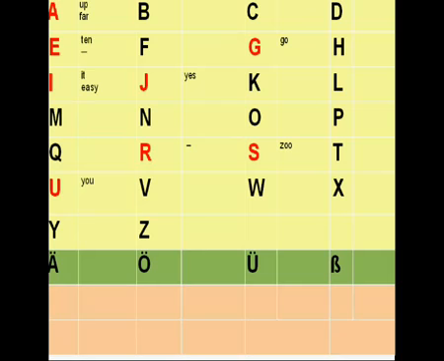Then there's the letter U. We pronounce it always like in you. Then there is the letter V. We pronounce it almost always like in for, like F, and just sometimes, just like you guys, like in vessel. The letter W, we always pronounce like you guys pronounce the V in vessel.